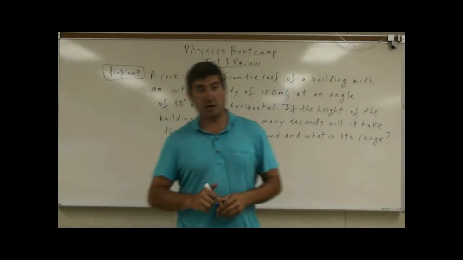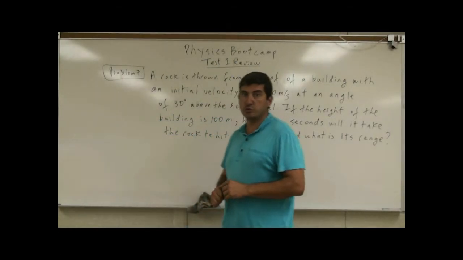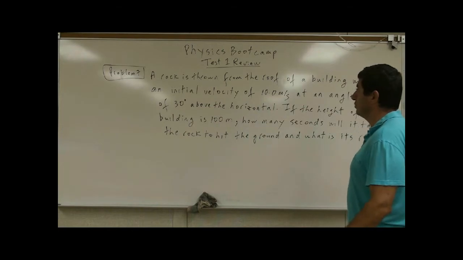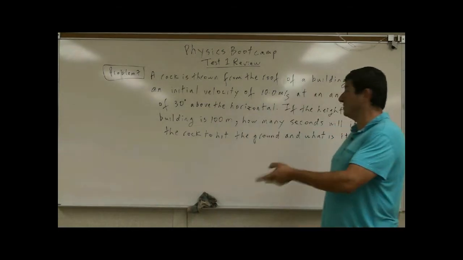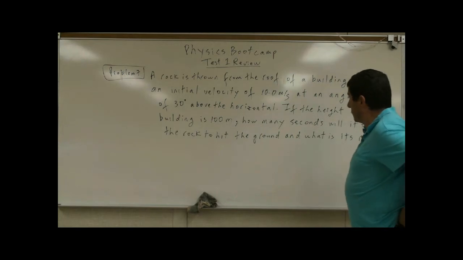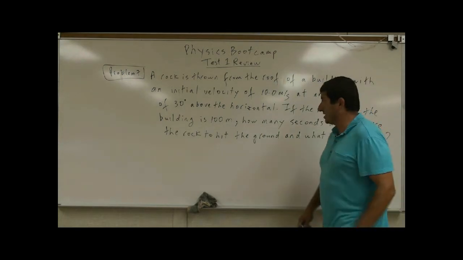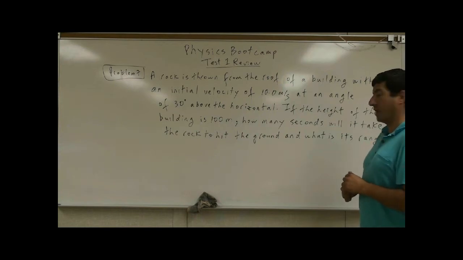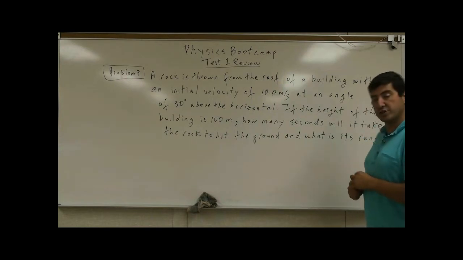Our last problem, problem 7 for the test 1 review for the physics bootcamp. A rock is thrown from the roof of a building with an initial velocity of 10 meters per second at an angle of 30 degrees above the horizontal. If the height of the building is 100 meters, how many seconds will it take the rock to hit the ground? And what is its range?